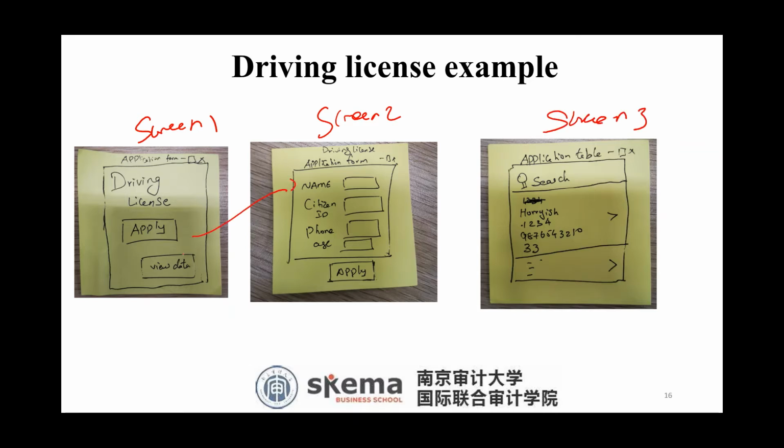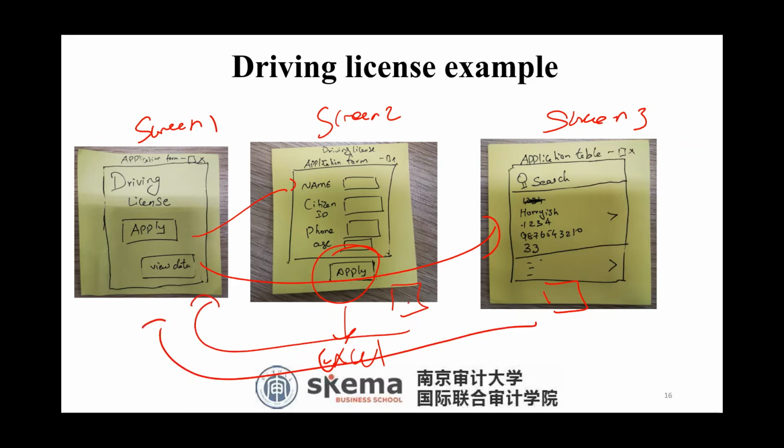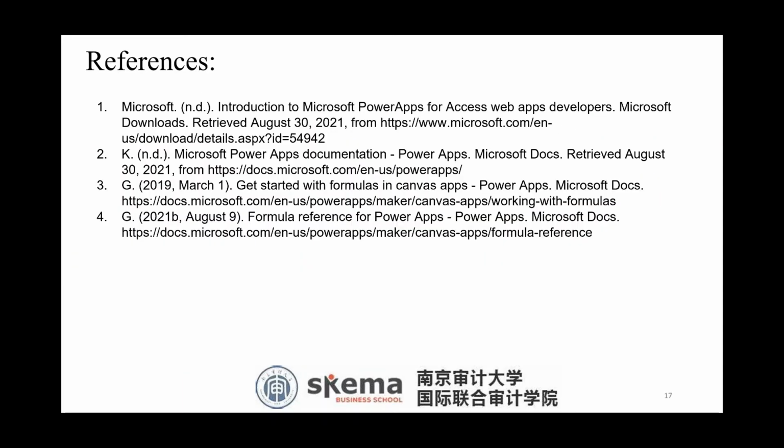When you click on apply in screen 1, in the user interface, you go into the driving license application form. Once you apply, the form value is pushed into the Excel file. Then when you view data, you go to screen 3. We can also create some buttons here to navigate back to screen 1. So how do you navigate? The code is very simple. Navigate, write a formula, and then you say screen 1. Of course, it depends on what the name of screen 1 is in your app, but the idea is as simple as this.